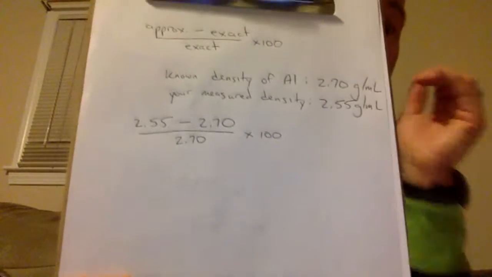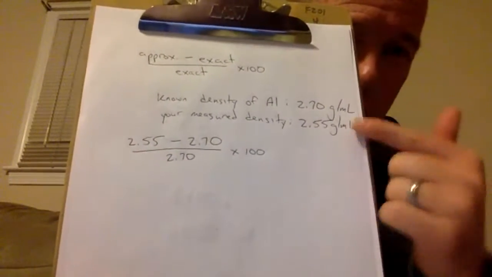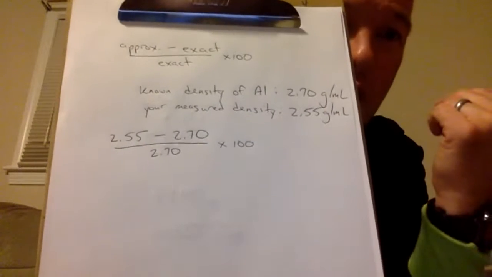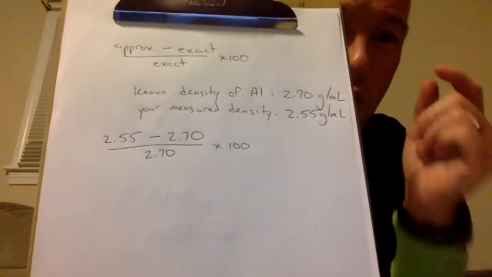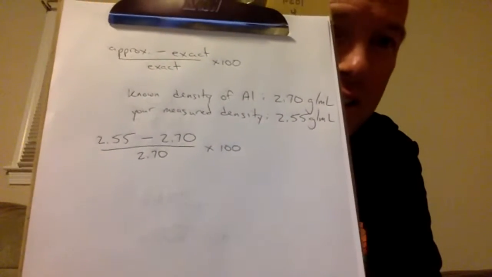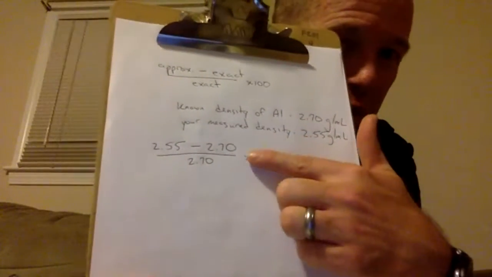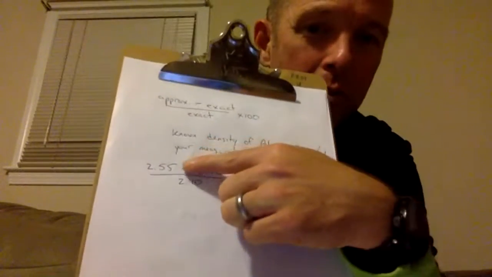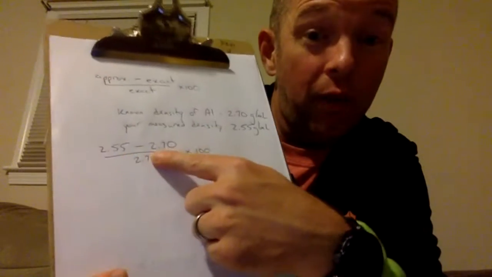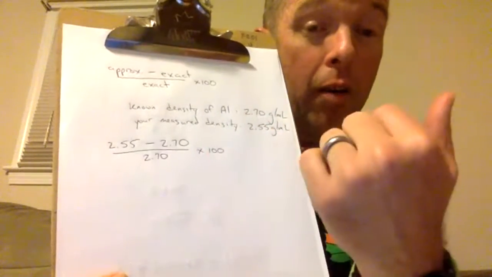Now, very important order of operations note here. If you put all those numbers consecutively into your calculator, you will mess this up because your calculator follows order of operations. You remember PEMDAS. It's going to do multiplication and division first. So it's going to divide 2.7 by 2.7. You're going to be subtracting 2.55 minus 1, and that's going to be a much bigger number than you want. Don't do that. Don't be that guy. So you're going to do the top first.